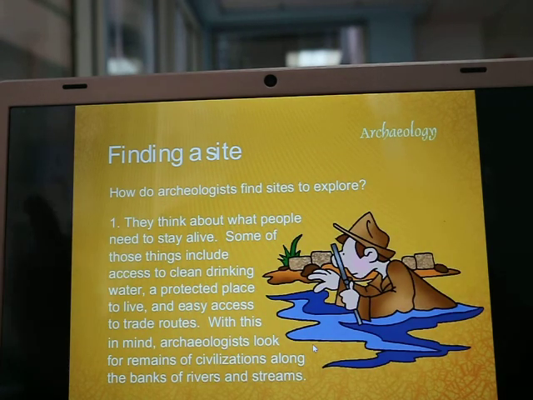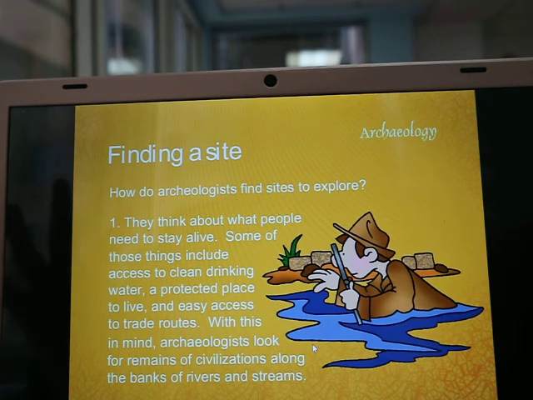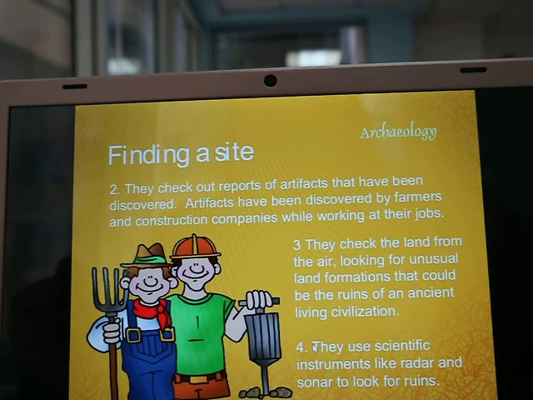So how do they find a site? First, they think about what people need to stay alive. So what are the basic needs of life? Food, water. So some of those things include access to clean water, a protected place to live, shelter, and easy access to trade routes. So with this in mind, archaeologists look for remains of civilizations along the banks of the rivers and streams.